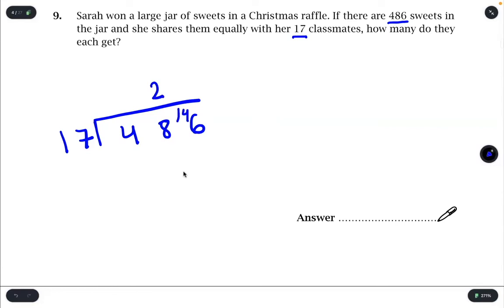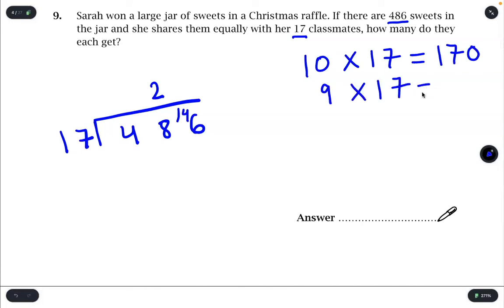Now let's do a bit of estimation. 10 times 17 equals 270, because we can just add 0 on the end. So 9 times 17 must be 17 less than that. So must be 153. But 153 is still too big for 146. Just a little bit too big. So therefore we know that this will fit 8 times. Therefore they each get 28, and the units here are sweets.